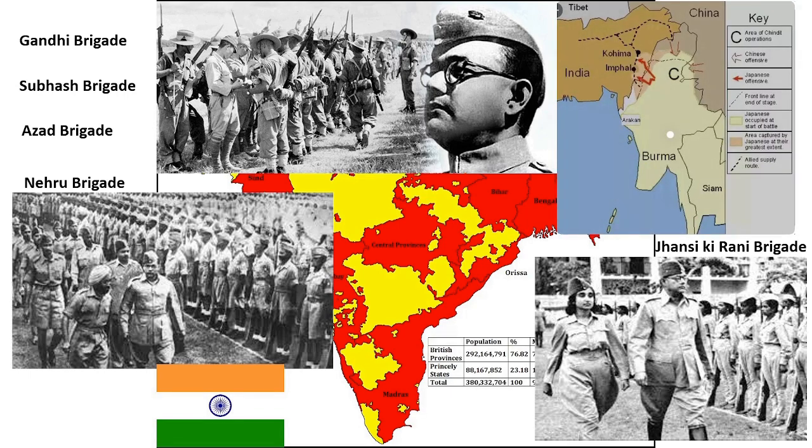The Azad Hind Fauj attacked the British army near northeast India, capturing that area and hoisting the national flag. But ultimately they were defeated by the British army. This incident surely shook the British government, and they started thinking about leaving India.